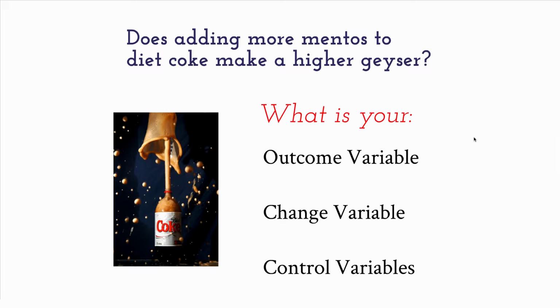So another question we could ask, instead of how many Mentos, we could ask how different kinds of sodas respond. In that case, then our change variable would become the type of soda, and the things we'd want to keep the same would be the number of Mentos and the way we load the Mentos. And the kids are actually usually really good at coming up with lots of ideas of things that we want to control.